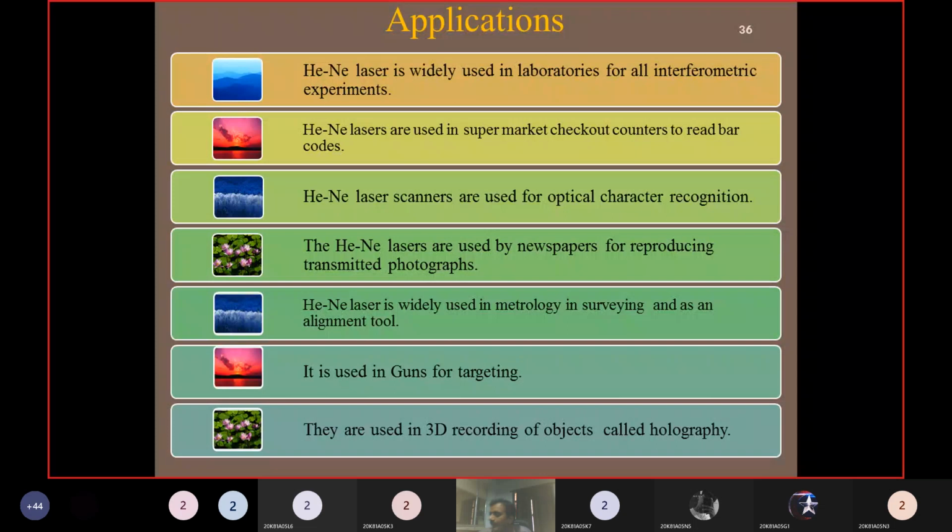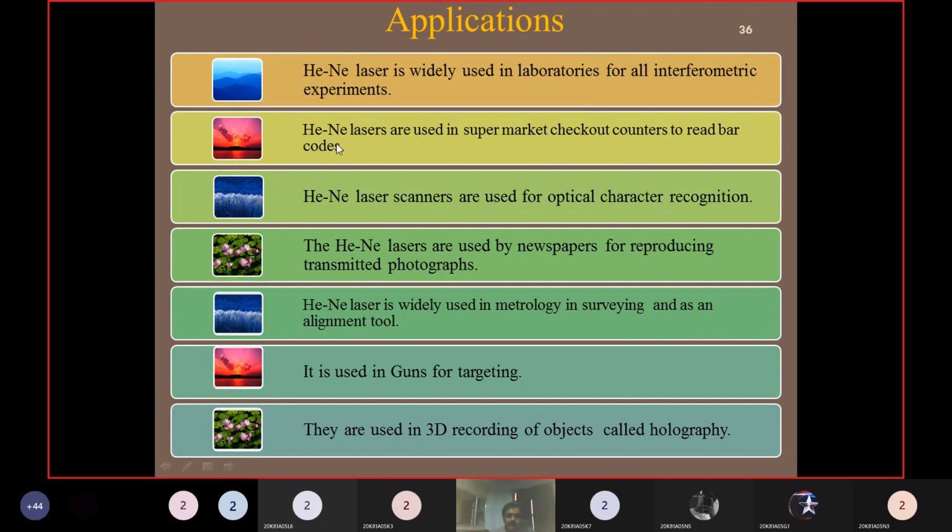Now, applications of the helium neon laser. This is a very low energy laser compared to the ruby laser. That's why the helium neon laser is widely used in laboratories for all interferometric experiments. In our EP lab, second lab, this helium neon laser will be there. For interference and diffraction experiments, we use this, because its energy and intensity are very low.